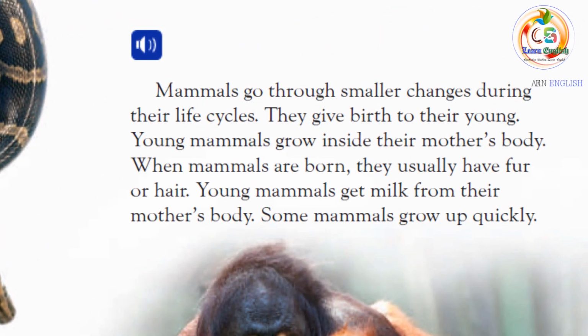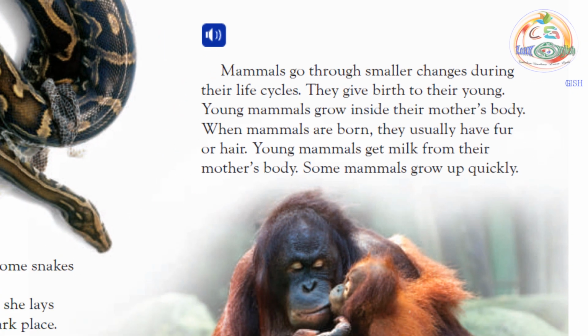Mammals go through smaller changes during their life cycles. They give birth to their young. Young mammals grow inside their mother's body. When mammals are born, they usually have fur or hair. Young mammals get milk from their mother's body. Some mammals grow up quickly.